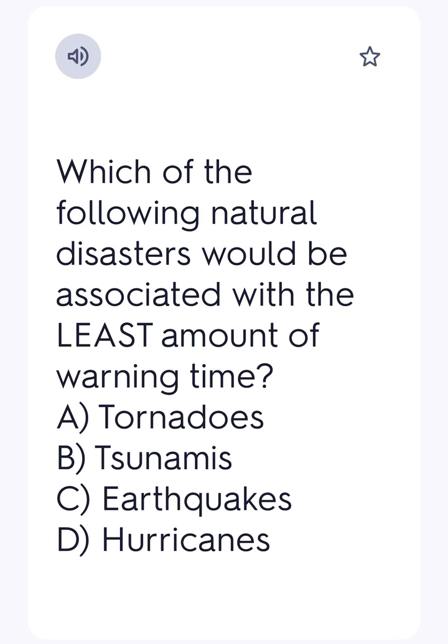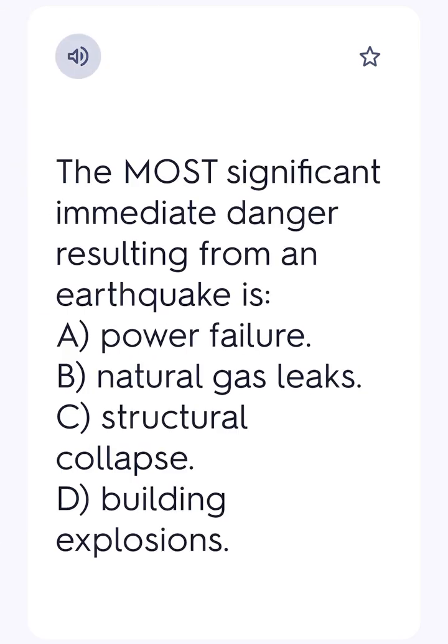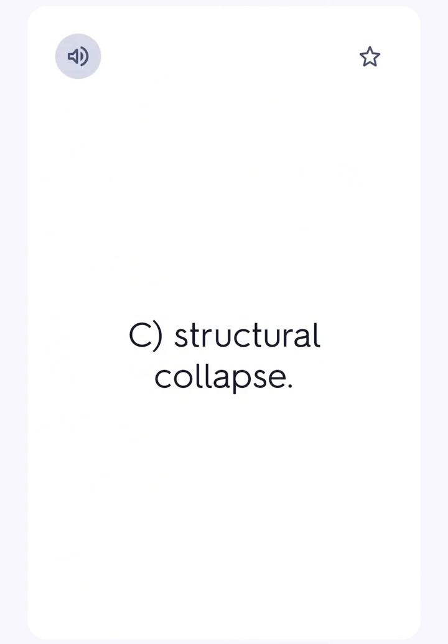Which of the following natural disasters would be associated with the least amount of warning time? A. Tornadoes. B. Tsunamis. C. Earthquakes. D. Hurricanes. C. Earthquakes. The most significant immediate danger resulting from an earthquake is A. Power failure. B. Natural gas leaks. C. Structural collapse. D. Building explosions. C. Structural collapse.